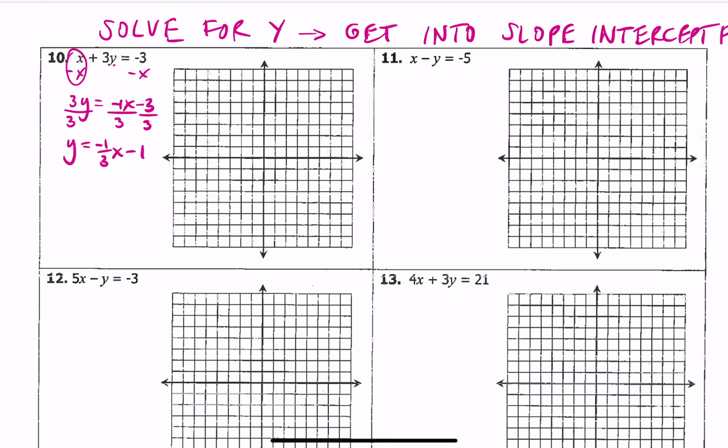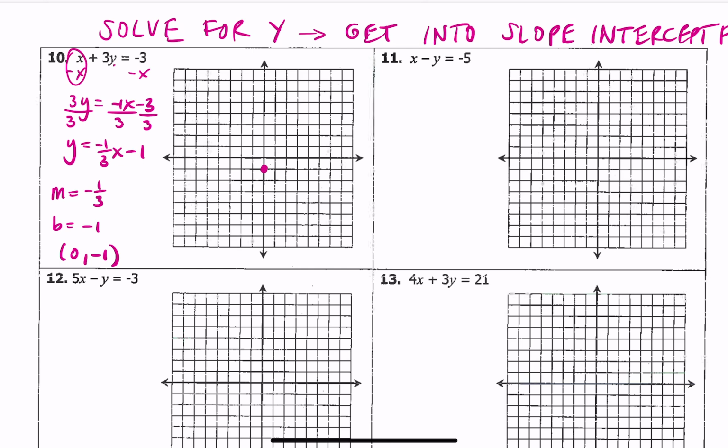Step 1 done. So now I want to graph it. I've got to pull out the m and the b. So the m is minus 1/3 and the b is minus 1. That means my y-intercept is (0, negative 1). So the first thing I'm going to do is graph that (0, negative 1) point. There's my first point.